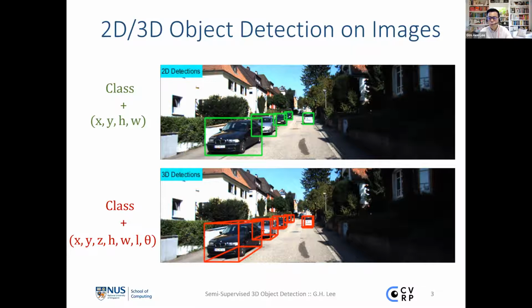In 2D object detection, the bounding box is parameterized by the object center, denoted as X and Y, and the bounding box width and height, denoted as W and H respectively. In 3D object detection, the bounding box is parameterized by the object center, denoted as X, Y, and Z, and the bounding box width, height, and length, denoted as W, H, and L respectively. There's also an additional yaw angle, denoted as theta, to denote the orientation of the bounding box around the upright axis.